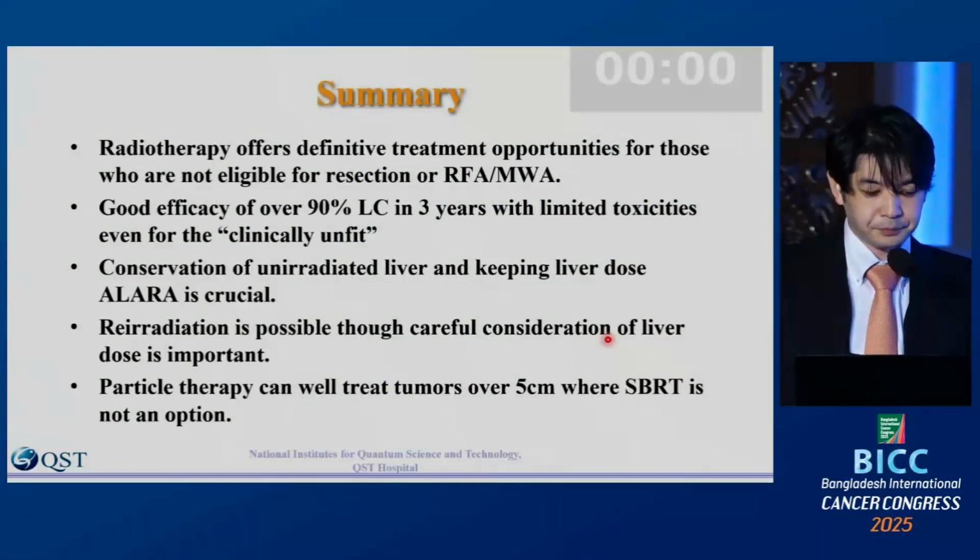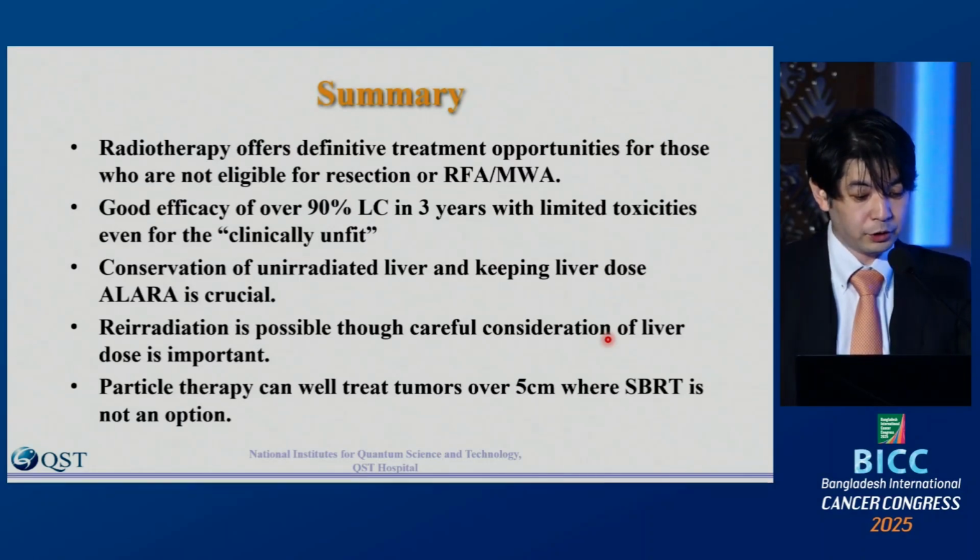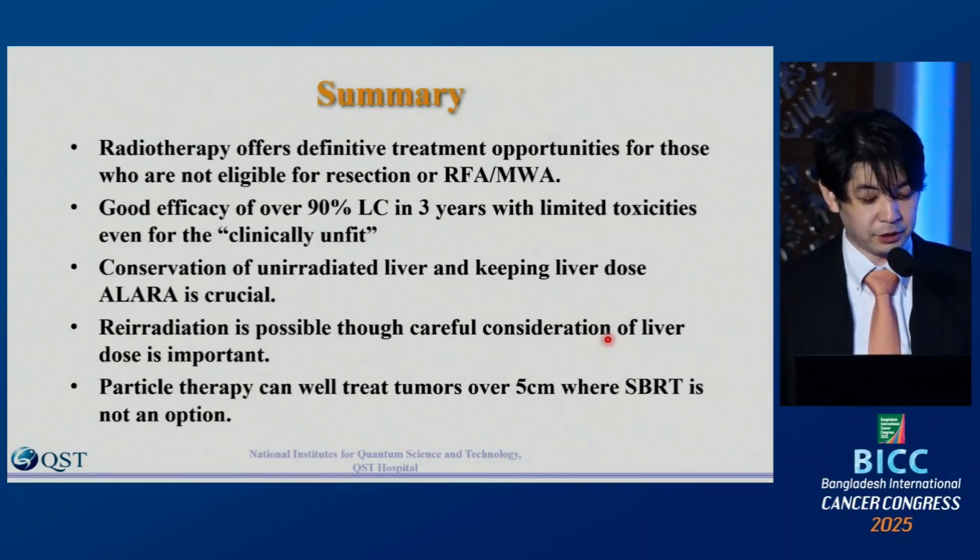So, in summary, radiotherapy offers definitive treatment opportunities for those who are not eligible for resection or RFA-MWA. Good efficacy, over 90% local control in 3 years with limited toxicities, even for the clinically unfit. Conservation of unirradiated liver and keeping liver dose as low as reasonably possible is crucial. And re-irradiation is possible, though careful consideration of the liver dose is important. Particle therapy can well treat tumors over 5 centimeters where SBRT is not an option.